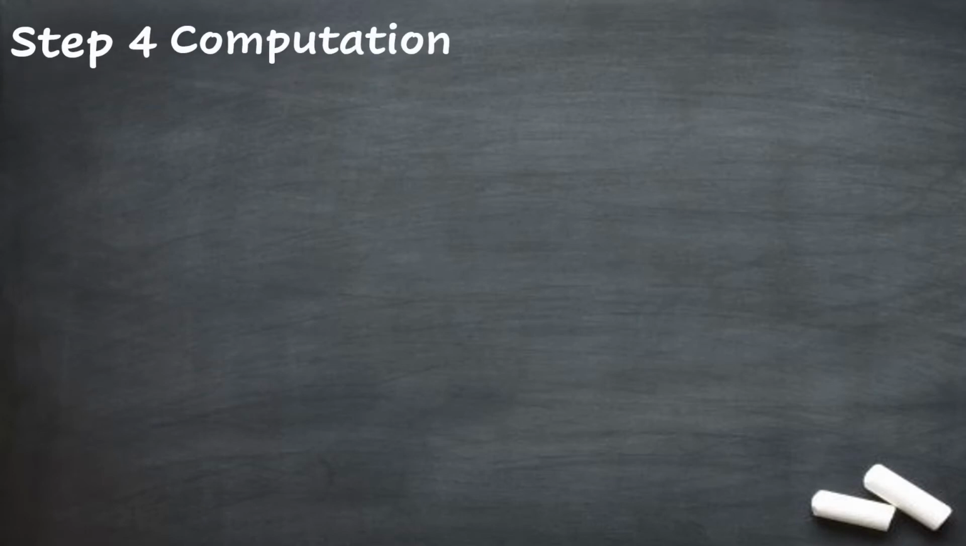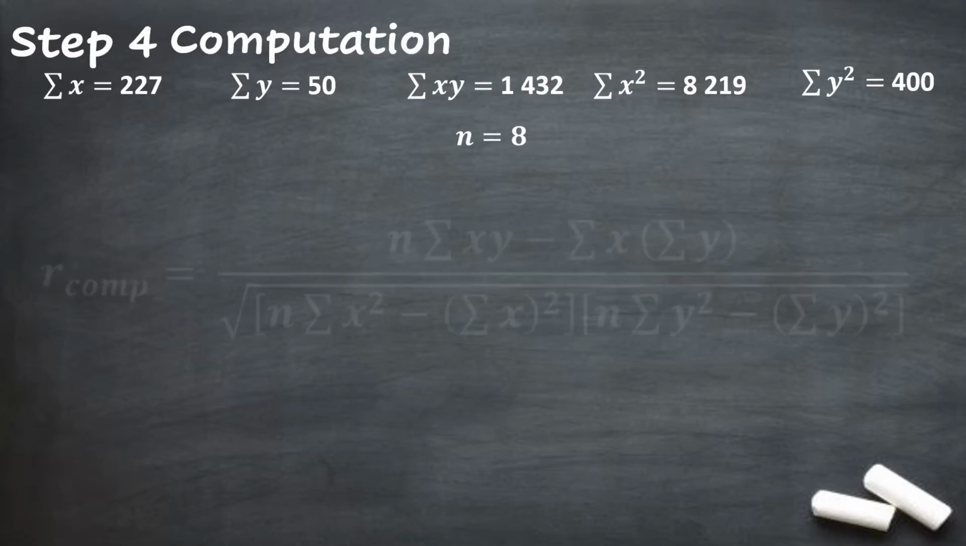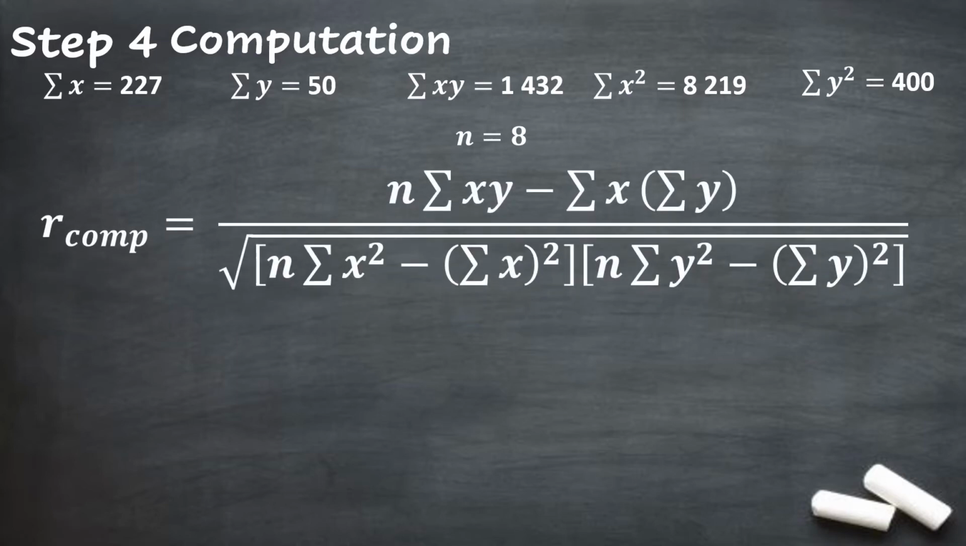Step 4 is the computation. Now that we know the values for the summation, we can now substitute those values in the given formula for us to get the R computed. So again, here's the formula for the R computed.